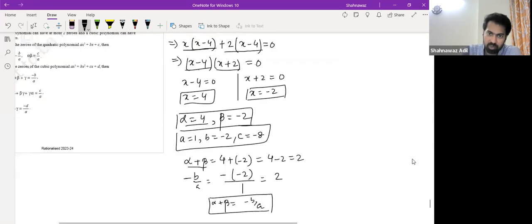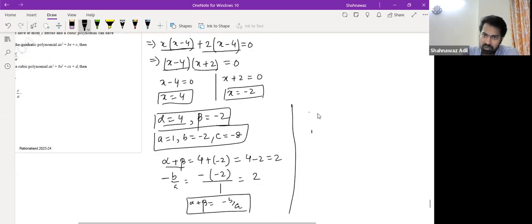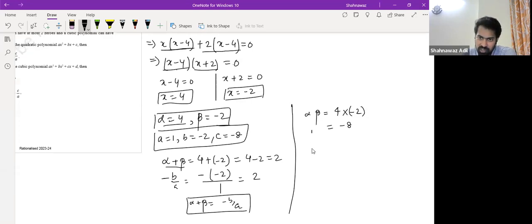And what about the product of the zeros? Alpha into beta would be how much? 4 into minus 2. So this would be minus 8. And c by a would be how much? Minus 8 by 1, right? So minus 8 by 1, which means minus 8. So if we compare this and this, we can see that the product of the zeros is c by a.